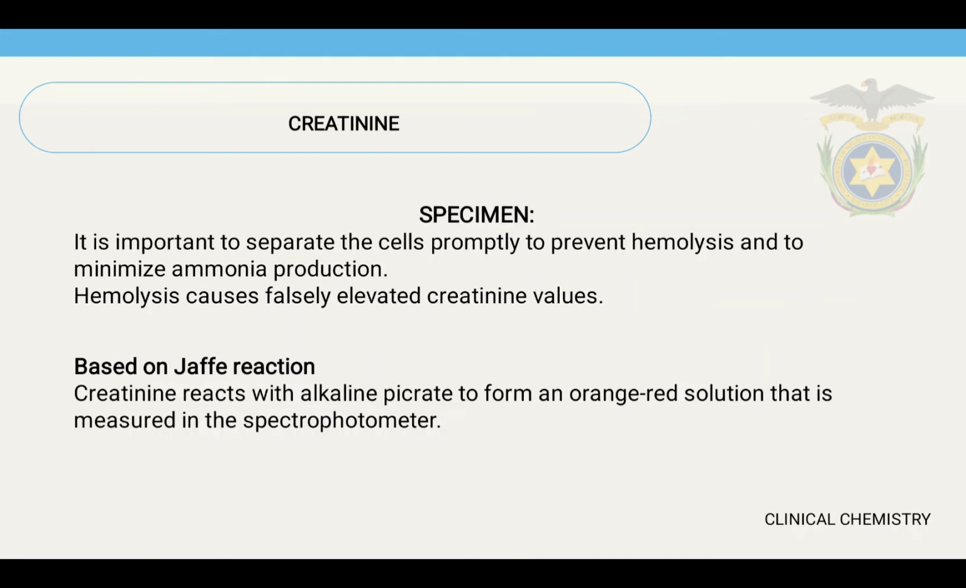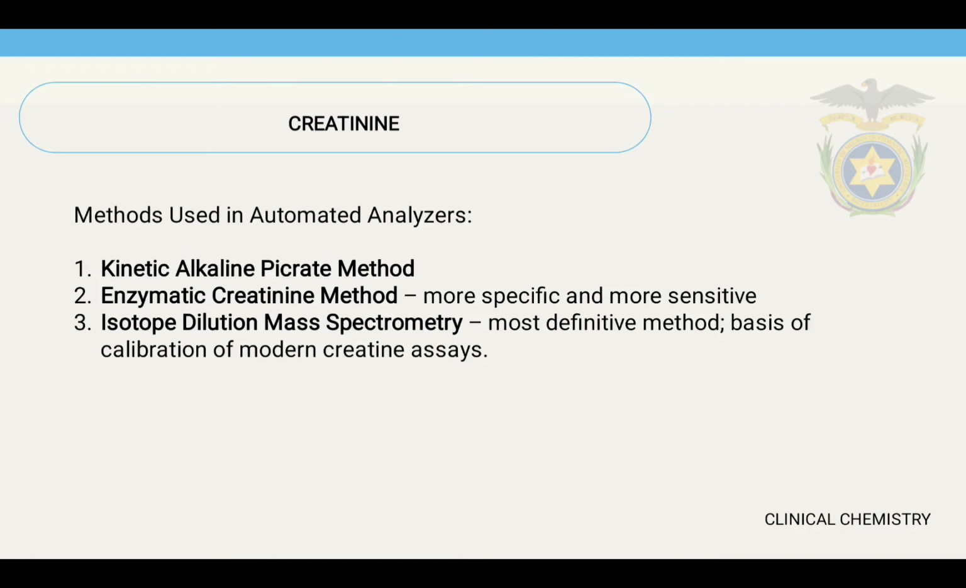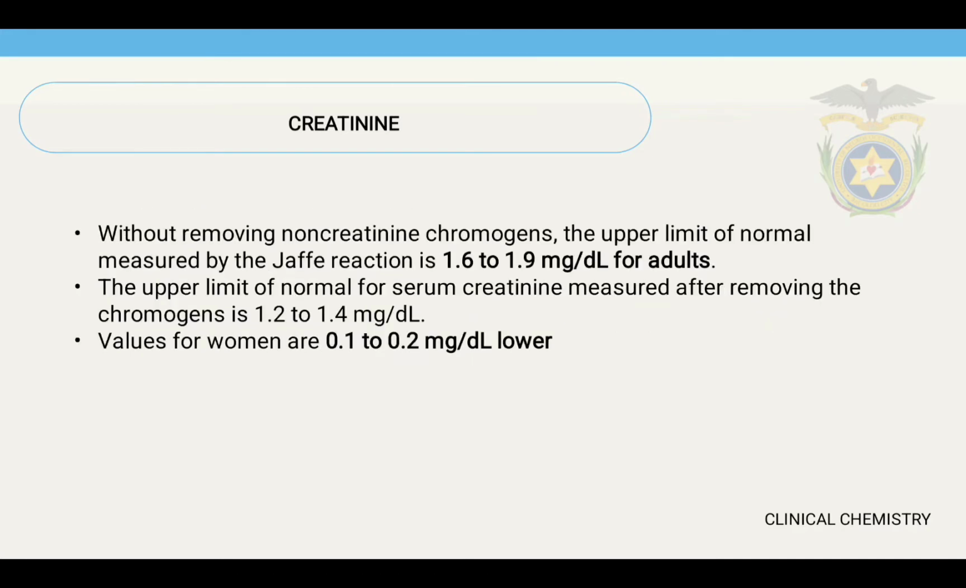For creatinine measurement, this is based off on the Jaffe reaction, where creatinine reacts with alkaline picrate to form an orange-red solution that is measured in the spectrophotometer. So the following are methods used in automated analyzers. First, you have your kinetic alkaline picrate method. The second is your enzymatic creatinine method, which is more specific and more sensitive. And the third is your isotope dilution mass spectrometry, which is the most definitive method, making it the basis of calibration of modern creatinine assays.